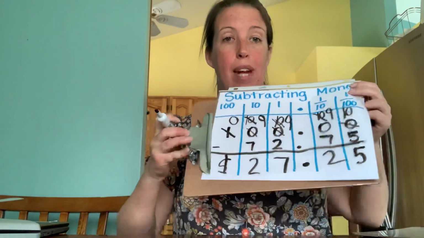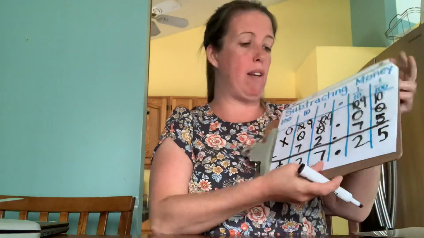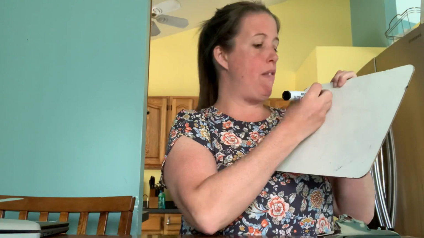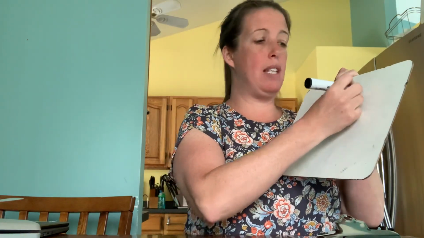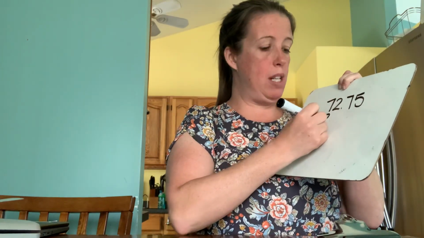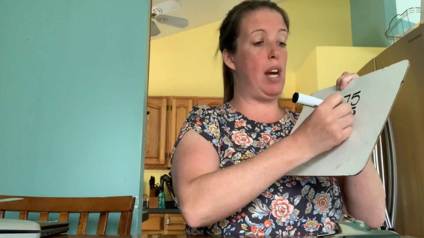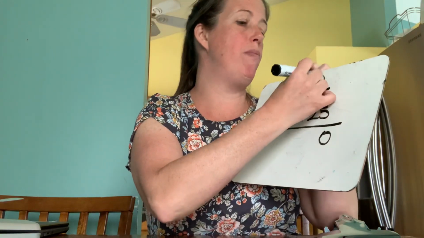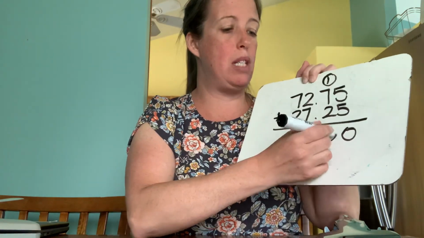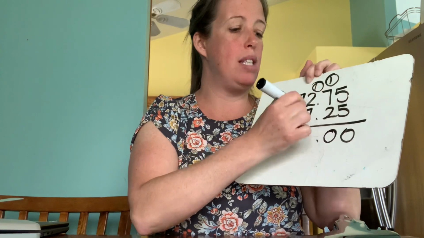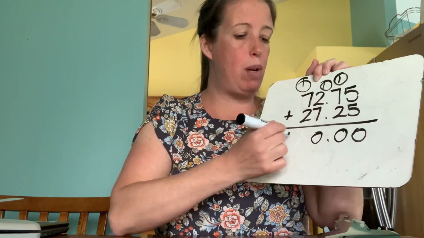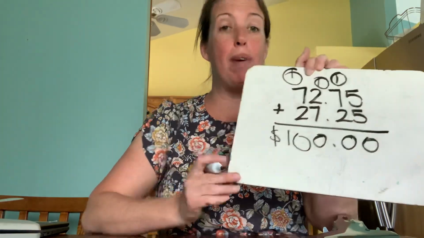So I'm going to add up my answer with what I was subtracting from the 100. So I'm going to add up $72.75 plus the $27.25, and hopefully I end up with $100. 5 plus 5 is 10, carry the 1. 7, 8, 9 plus 1 more is 10, carry the 1. 7, 8, 9 plus 1 more is 10, carry the 1. 7, 8, 9 plus 1 more is 10, and I do get my $100. So I know that my answer is correct.